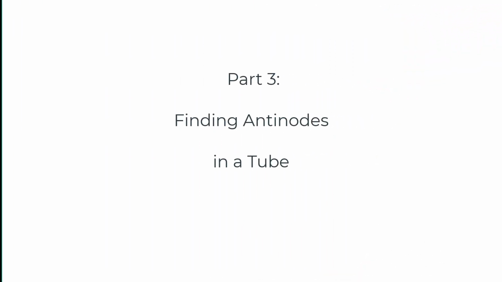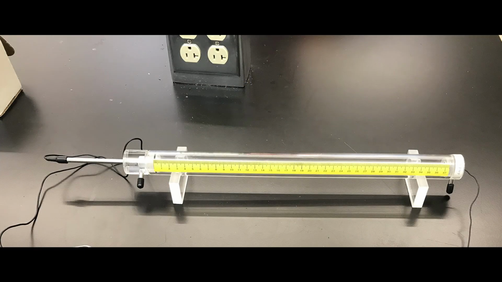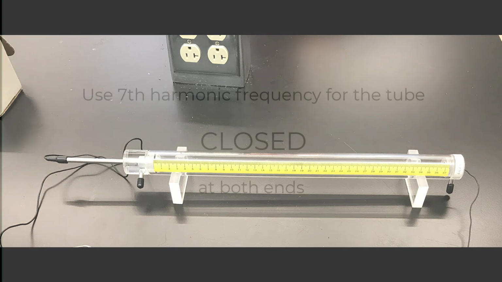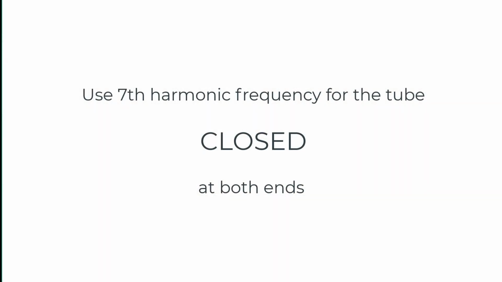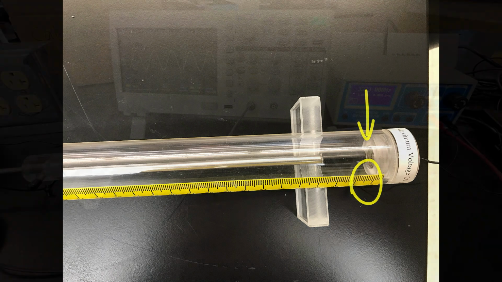Now we are going to find the antinodes in the tube. Replace the microphone and end plug into the tube and retune the frequency of the generator to the 7th harmonic of the closed tube. Move the mic to the speaker end of the tube. Record the position of the microphone using the scale on the side of the tube.